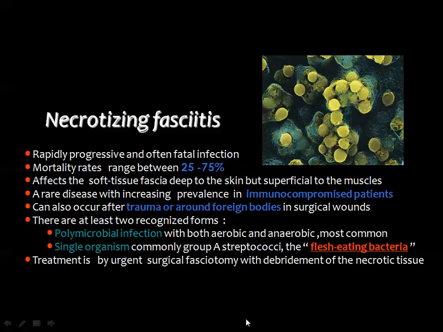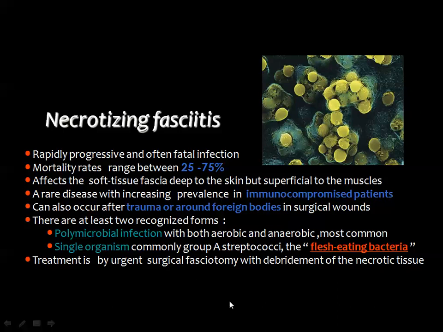And finally, we have some words about necrotizing fasciitis, which is a progressive and often fatal infection of the soft tissues of the neck with a considerably high mortality rate ranging from 25 to 75%. And this disease affects the soft tissues and the deep fascia, and the fascia deep to the skin but superficial to the muscles. I mean, the infection is usually in the subcutaneous area.